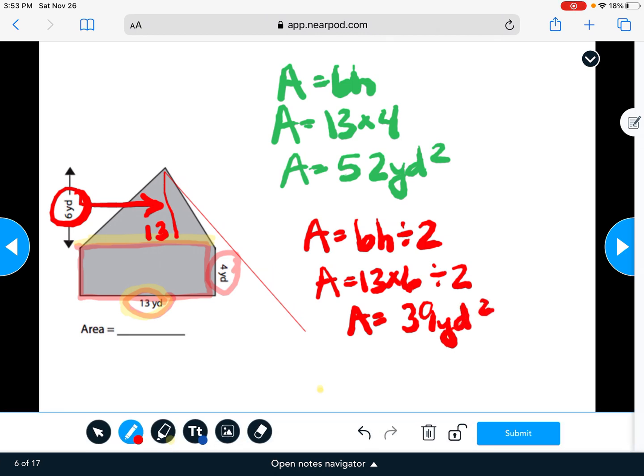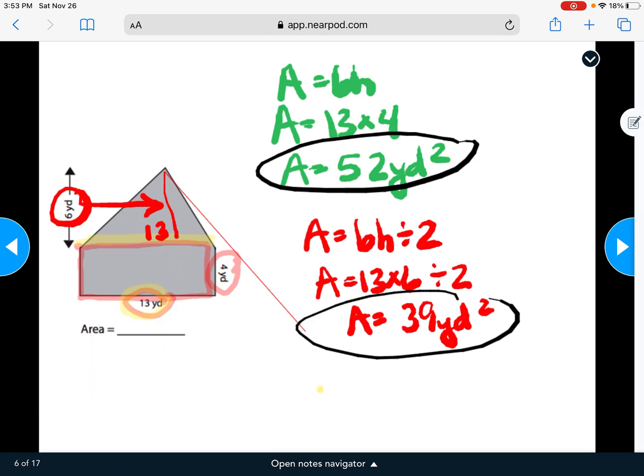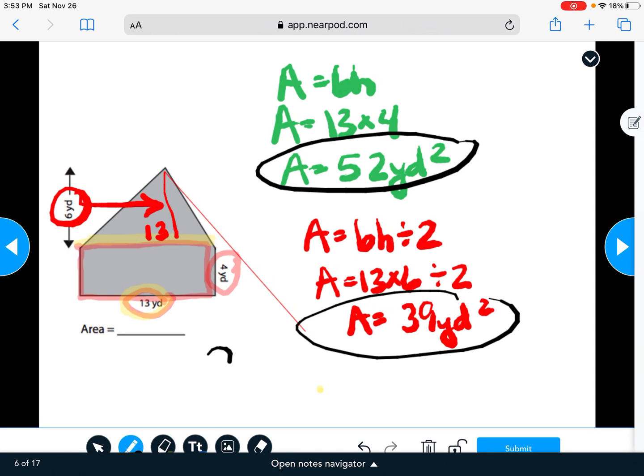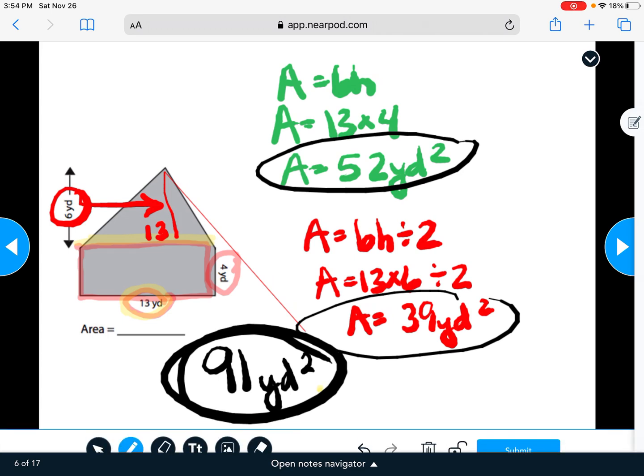And to find the total area of the composite shape, again, I'm going to add together the rectangle and the triangle, which gives me a total of 91 square yards for the entire composite shape.